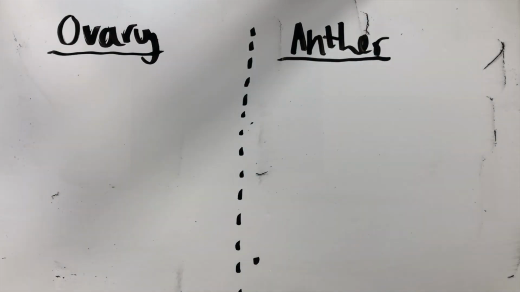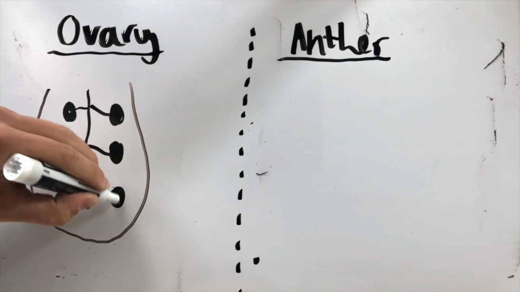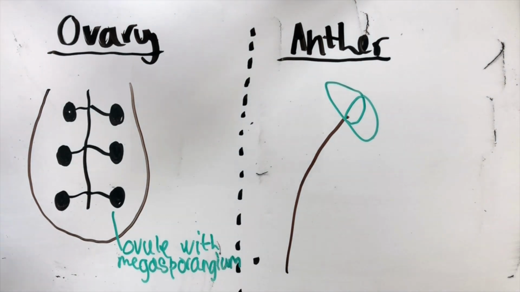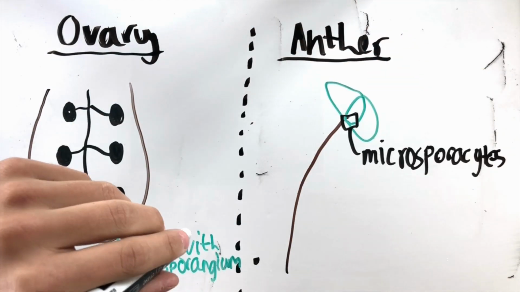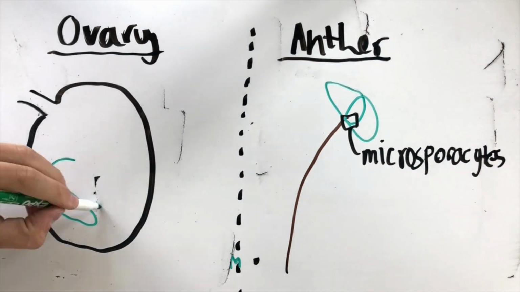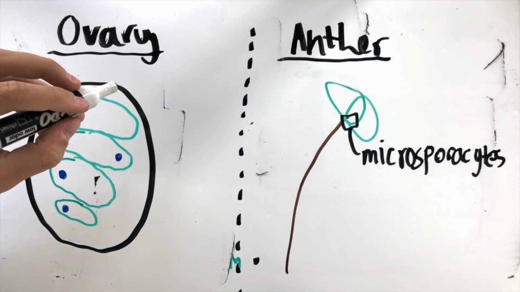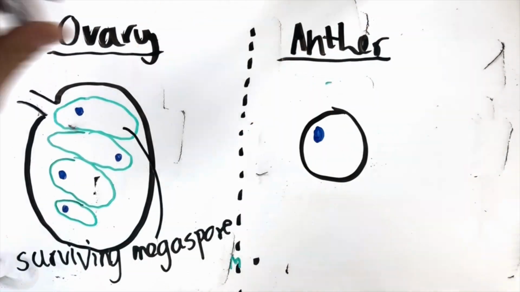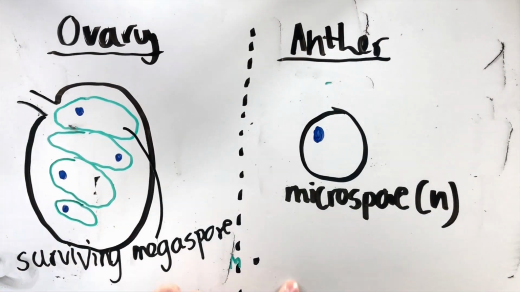The ovary has a set of various ovules with megasporangiums. The anther has a microsporangium known as a pollen sac, which is filled with microsporocytes. Each ovule in the ovary will divide by meiosis to produce 4 megaspores. Only one of them will survive. On the anther, each microsporocyte will divide by meiosis to produce microspores.